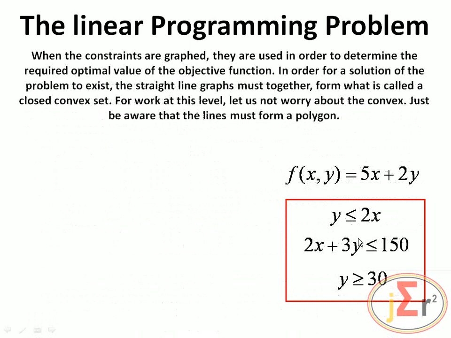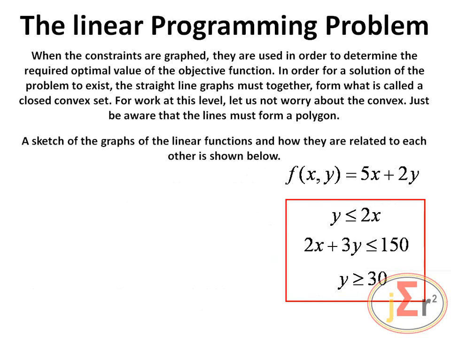When the constraints are graphed, they are used in order to determine the required optimal value of the objective function. In order for a solution of the problem to exist, the straight line graphs must together form what is called a closed convex set. For work at this level, let us not worry about the convex. Just be aware that the lines must form a polygon. A sketch of the graph of the linear functions and how they are related to each other is shown below.